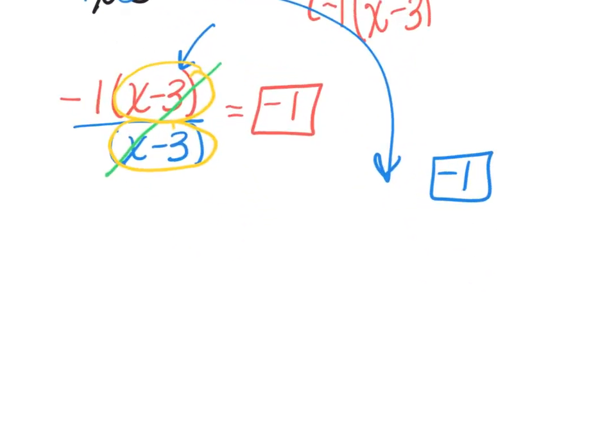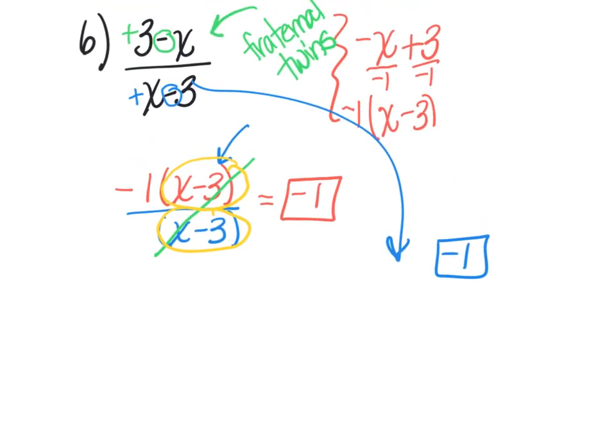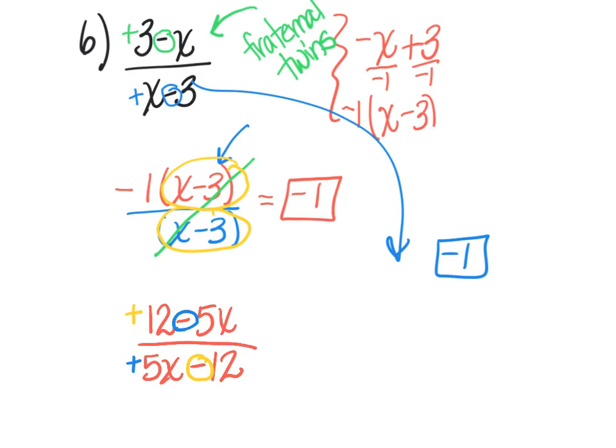Let me just show you another set of fraternal twins. If you had something like 12 minus 5x over 5x minus 12, before you jump into it, check your signs. In the numerator, the 12 is positive. In the denominator, the 12 is negative. Those are opposite. And in the numerator, the 5x is negative, and in the bottom, it's positive. They're opposites. So remember, when they're opposites, this just reduces to a negative 1.